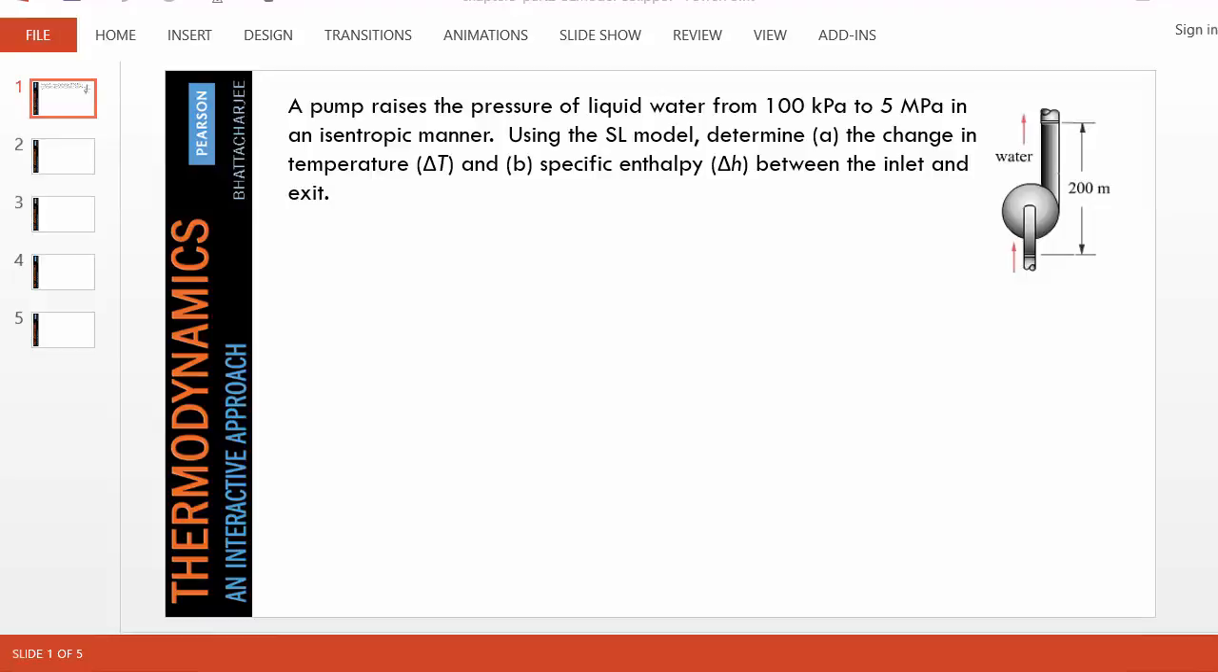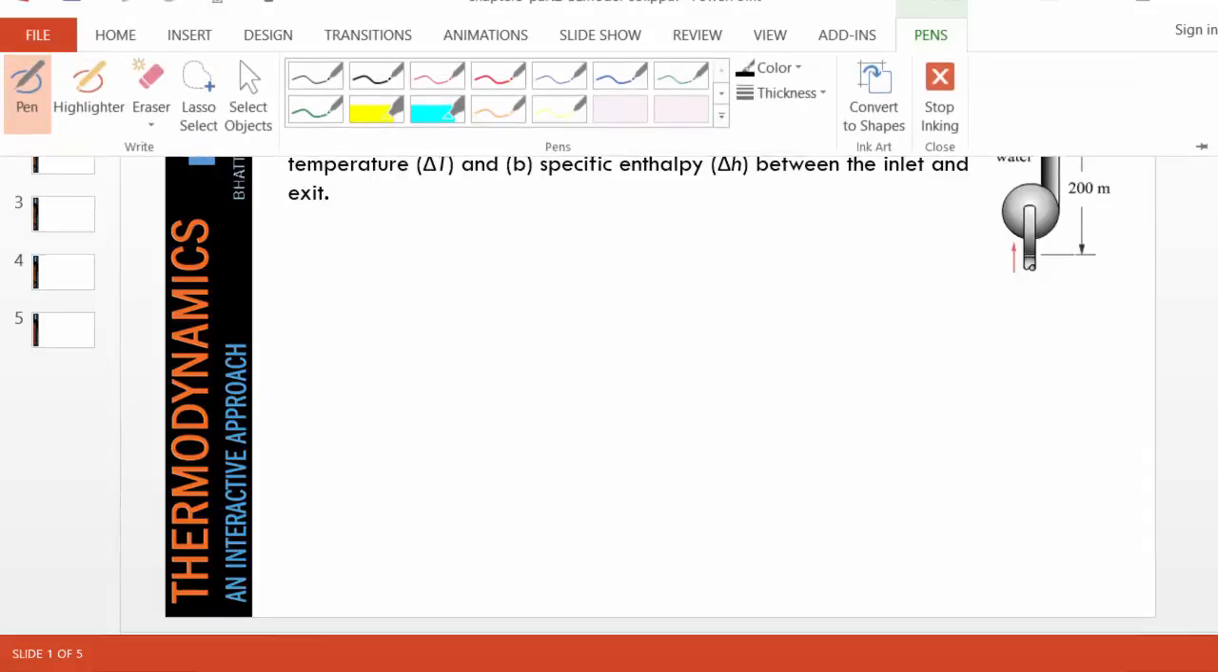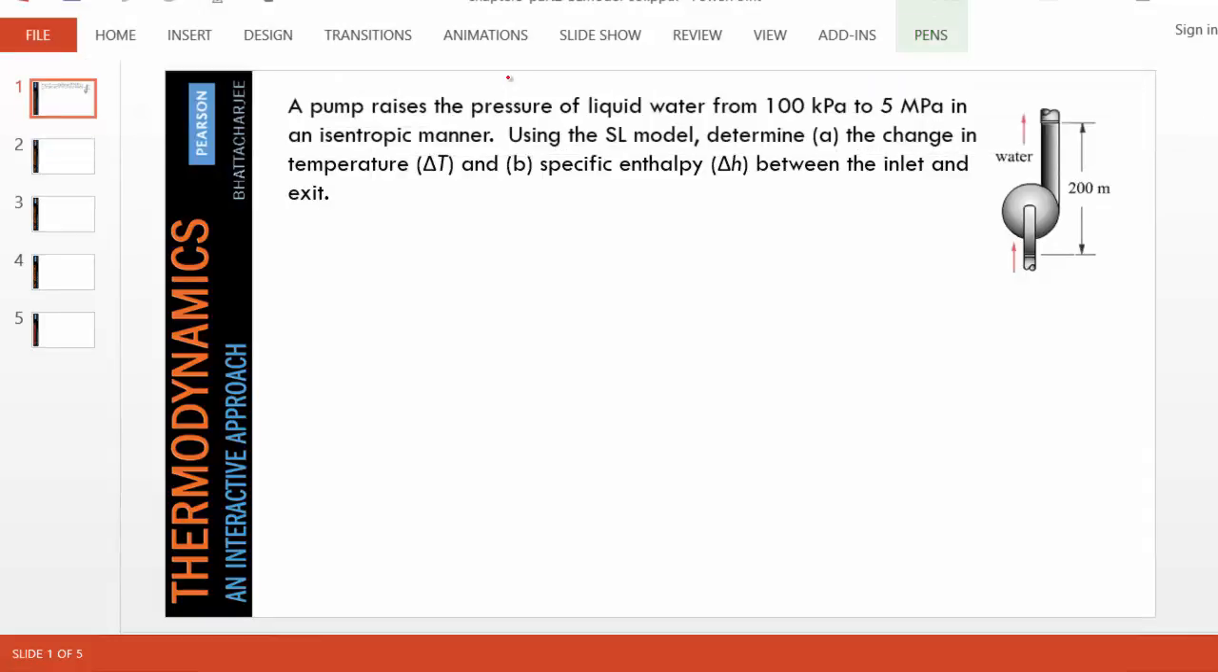Okay, this is a problem involving the SL model. What we are given is that a pump is raising the pressure from the inlet, let's call it state 1, to state 2. The pressures are given, and also it's given that the process is isentropic. So what we know is that S2 must equal S1. We have to find delta T and delta H, the change in temperature and specific enthalpy.